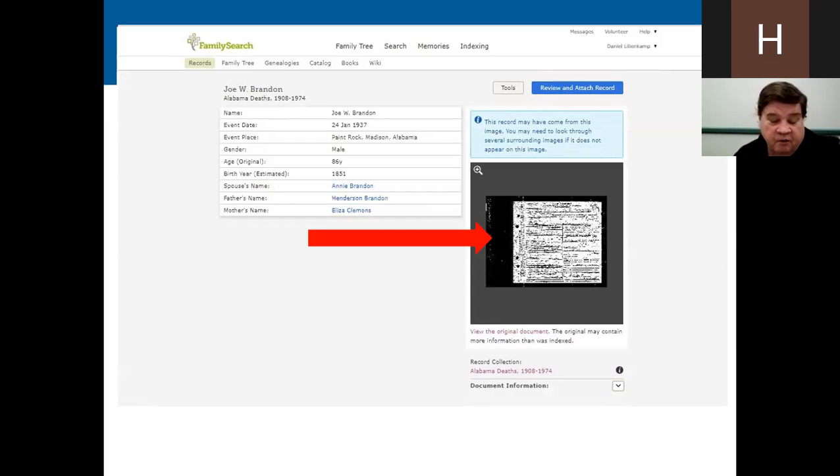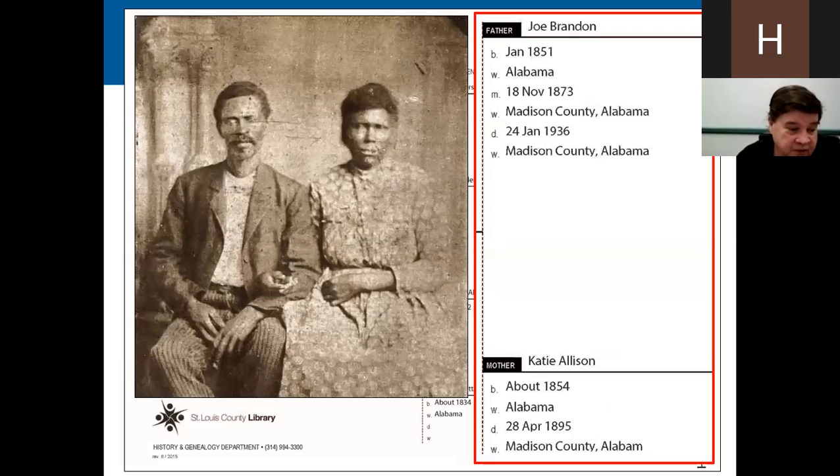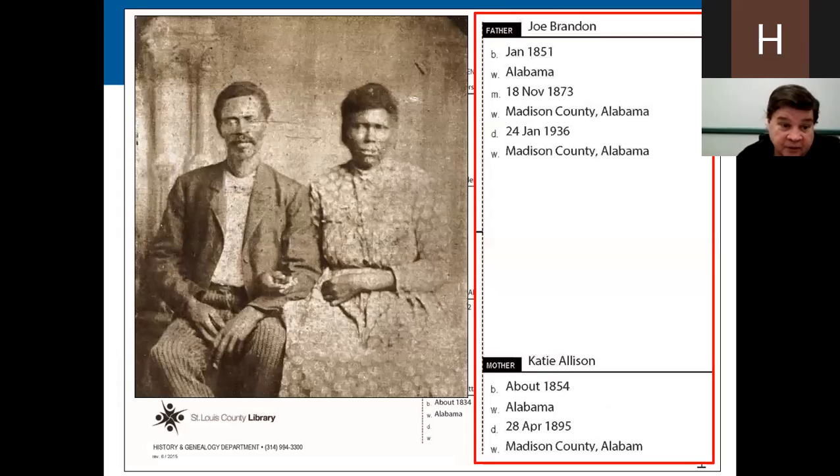So if we click on this record, it comes up. It's not the prettiest record that I've ever seen, but it gives a lot of information. It gives the information of his parents, his birth date, his death date, where he's buried, all this information that's always on a death certificate.